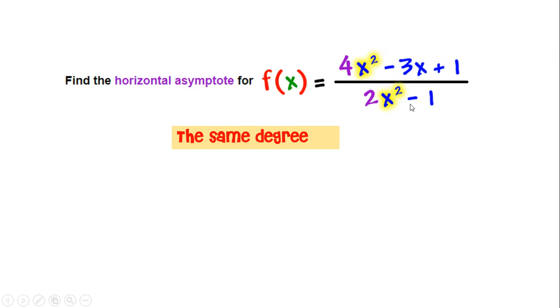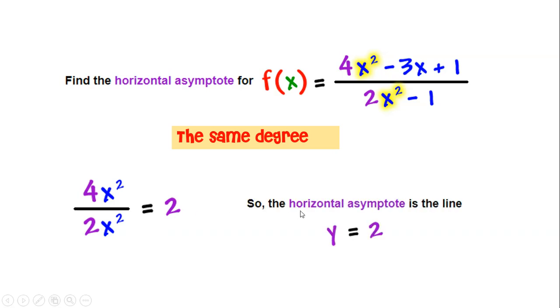Then when we have exactly the same degree from top and bottom, we can figure out the horizontal asymptote by looking at the coefficient of each leading term. So I don't really have to look at all the other terms. All I need is the coefficient of the highest degree of each side. Then in this case, we can cancel everything and simplify. 4 divided by 2 will be 2. Then it will lead you to have a horizontal asymptote at y equals 2.